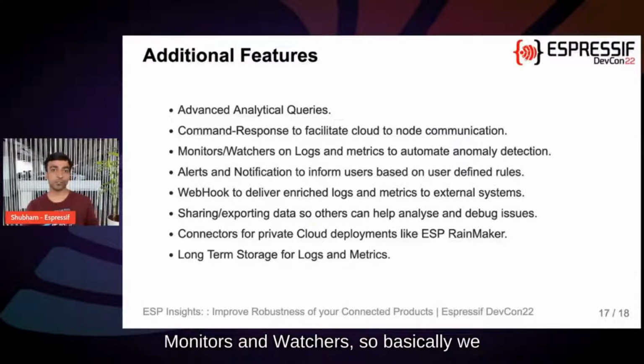Monitors and watches. Basically, we want to have a periodic automated monitoring setup in our Insights, so that the user does not have to check the dashboard so often. On top of that, we will be delivering these anomaly results via alerts and notifications to our users. The user can choose between different kinds of notification platforms. They can have an SMS or an email, or they can have the notifications delivered to their Slack channel, and so on and so forth.